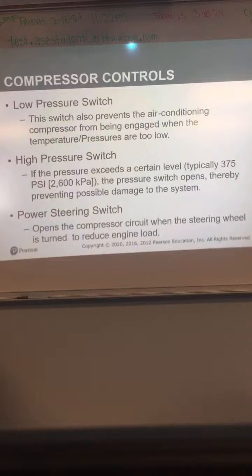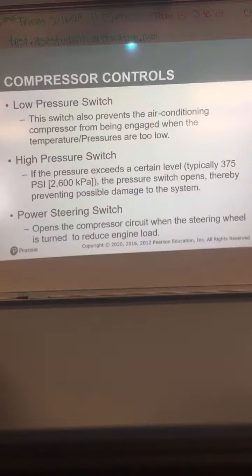Okay. Your compressor controls. Low pressure switch prevents the air conditioning compressor from being engaged when the pressure is too low. Basically, these switches just help keep the compressor from being damaged. If the high side pressure gets too high, usually above 375, which is extremely high, it will shut the compressor off, keep from damage in the system. So pressure too high, pressure too low, compressor won't come on, all right?